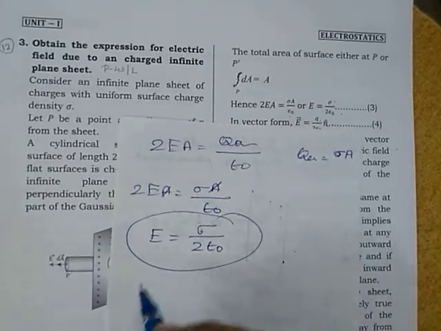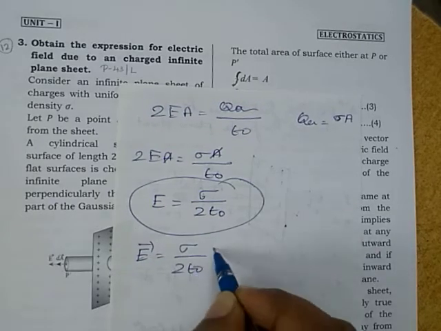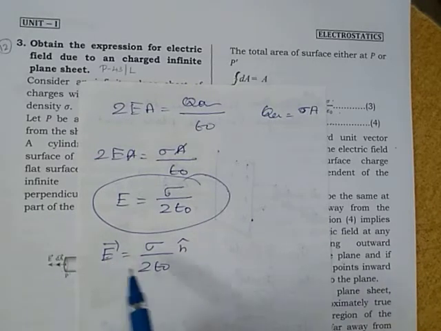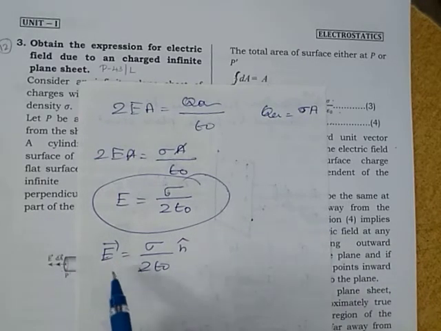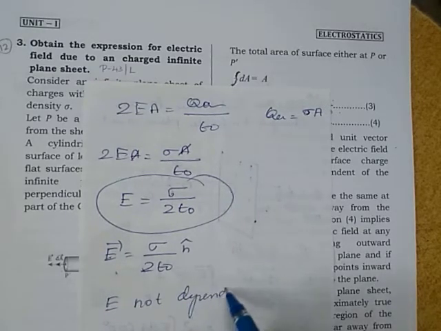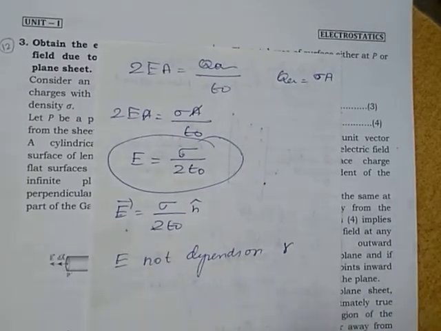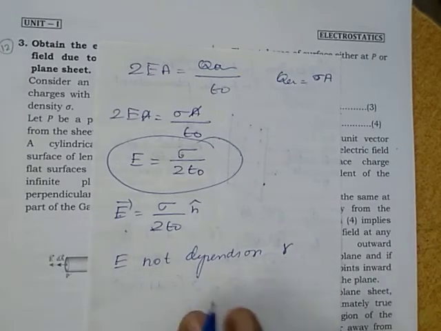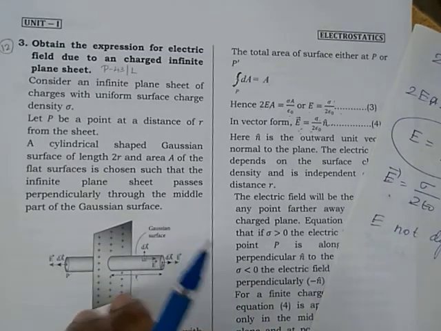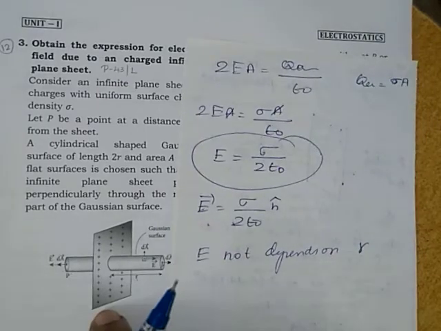Okay, in order to write in vector form, E vector is equal to sigma by 2 epsilon naught n cap. Here n cap denotes the direction of the electric field. This equation represents that the electric field does not depend on distance r. If r increases then the electric field will be the same, or if r decreases the electric field will be the same. If r is taken far away from the sheet, then at that point also the electric field will be the same for an infinite charged plane sheet.